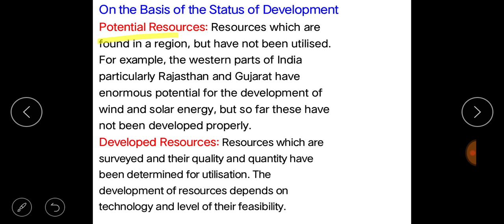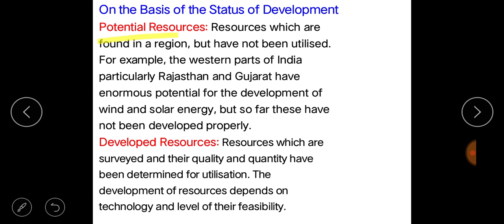So I will give you an example from my side, Neyveli. There is lignite, a form of coal, but this resource has not been developed. It has not been utilized.